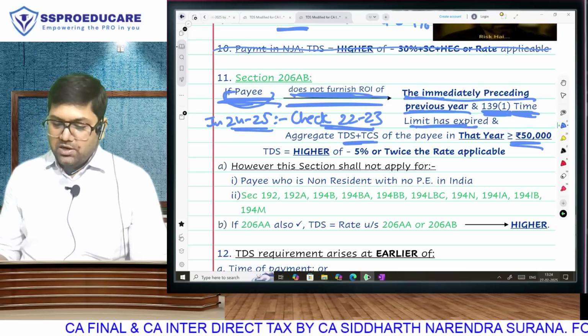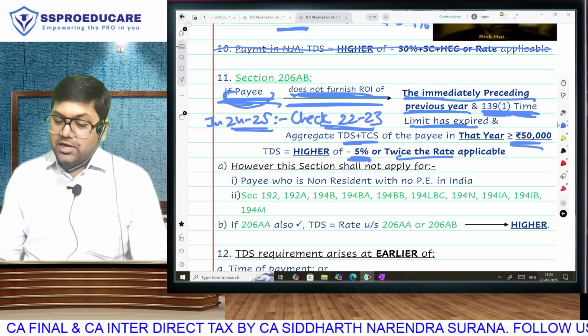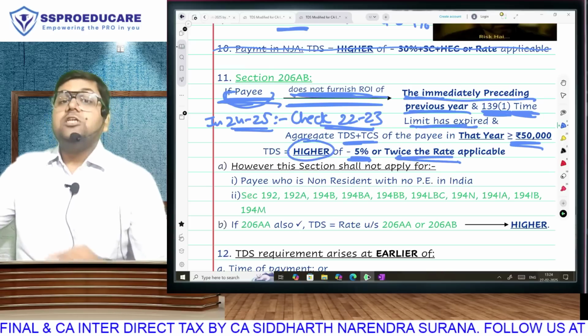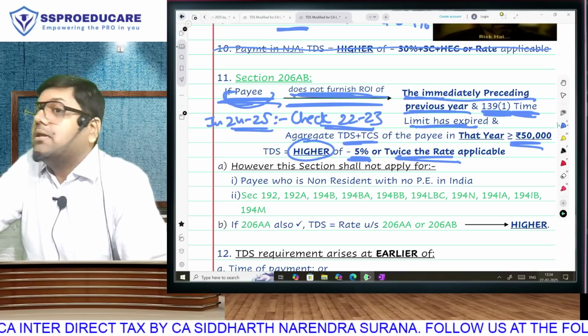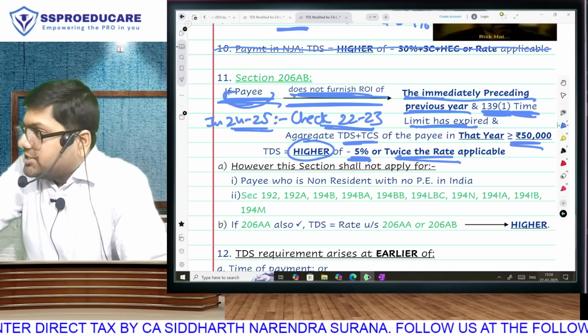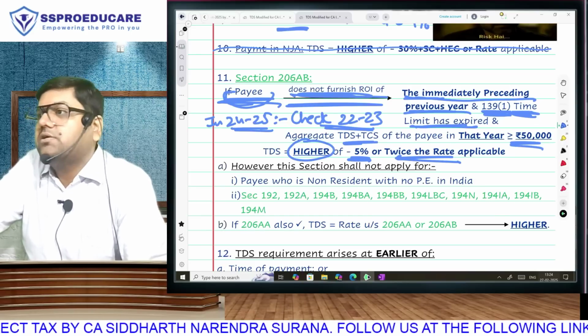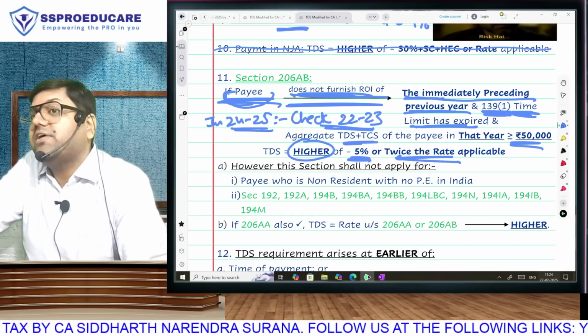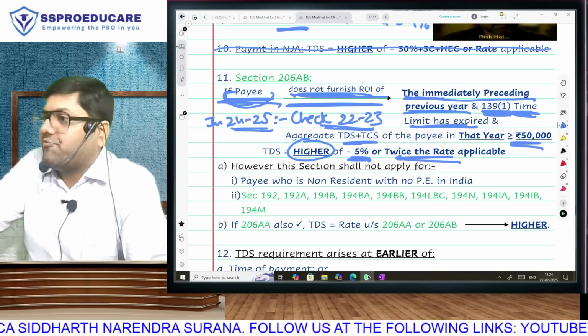And what will happen? Your TDS will be 5% or double the rate, whichever is higher. See, what was the consequence of not giving PAN? Section rate or 20%, whichever is higher. In two cases it was 5%. And what is the consequence of not furnishing the ROI? Double or 5, whichever is higher.